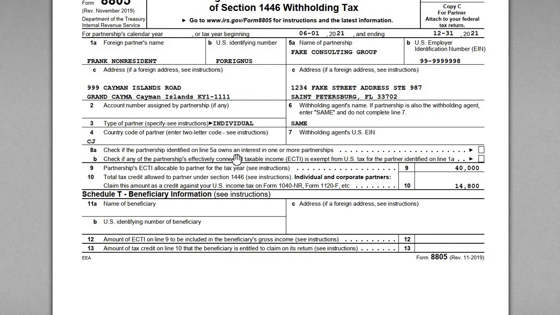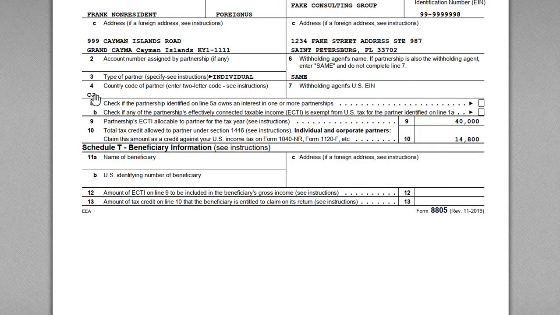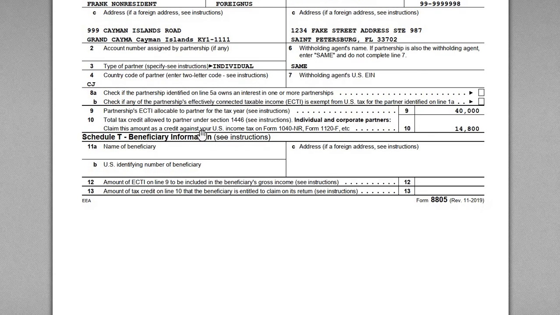Then we have address, type of partner, country code of partner. Frank is a Cayman Islands resident, so CJ is the code for the Cayman Islands. And then down here we have partnership's ECTI allocable to the partner. Frank's being allocated $40,000, right? That's the line 1 amount.